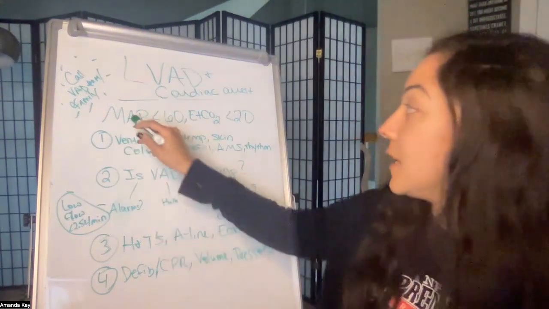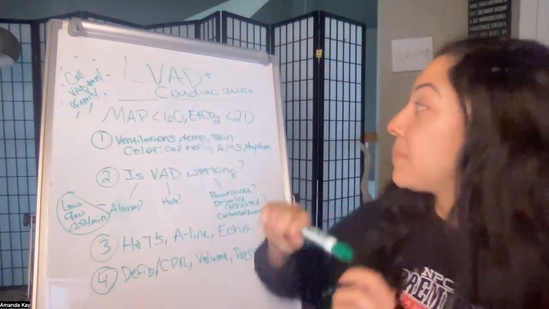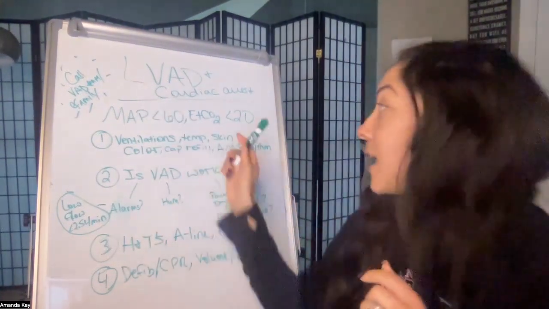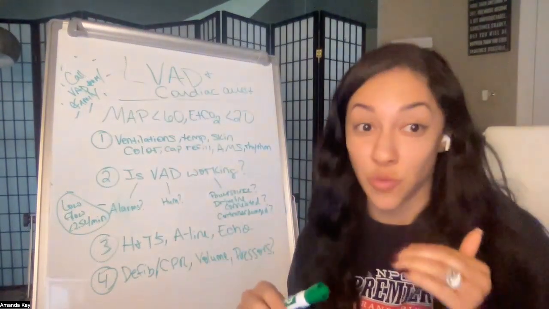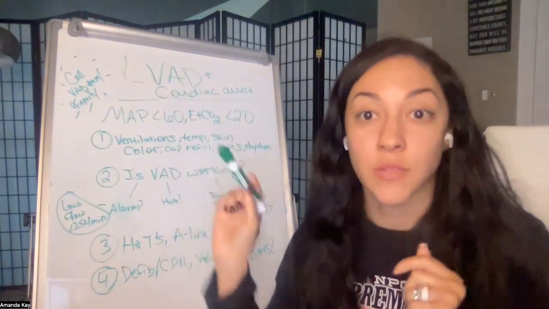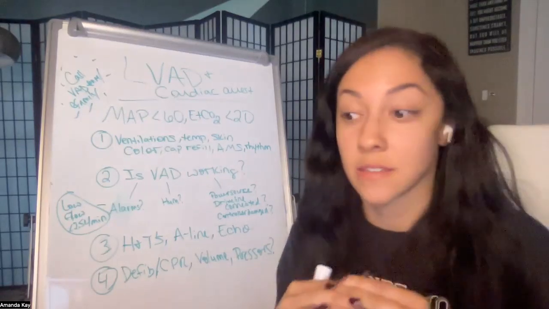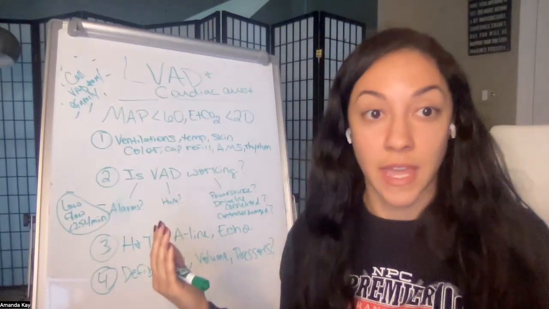Okay. And then I want you guys to remember MAP less than 60, less than 50, and end tidal CO2, especially less than 20, drop below that 30 mark. That's when you really start thinking, what the heck is going on? But you're also like, what the heck do I do?